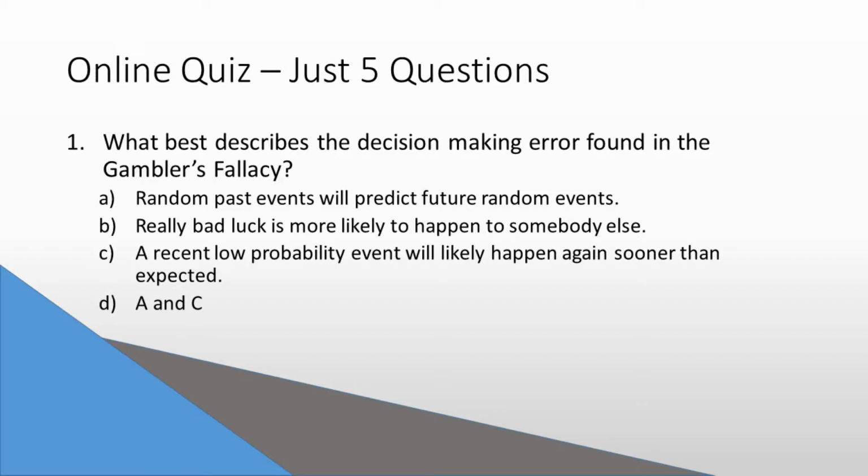Okay, so let's do a quick quiz, just 5 questions. I'll read you a question and give you a little bit of time to look at the answers and pick one, and then we'll talk about the answer together. All right, so question 1, what best describes the decision-making error found in the gambler's fallacy?